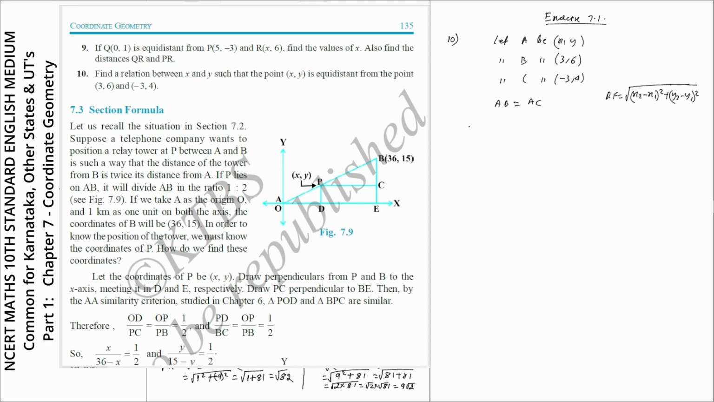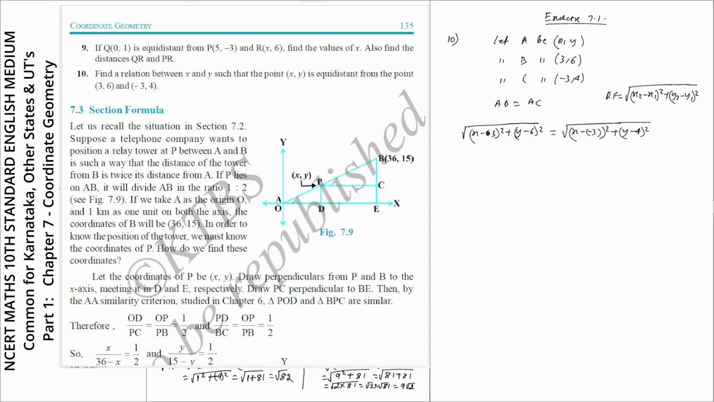So now what is AB? AB is the square root of (x2 minus x1) the whole square, that is (x minus 3) the whole square, plus (y2 minus y1) the whole square, that is (y minus 6) the whole square. So this is equal to AC. AC is given by (x minus of minus 3) the whole square plus (y minus 4) the whole square.